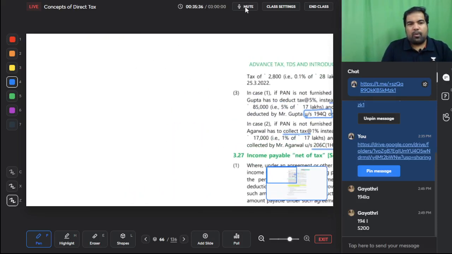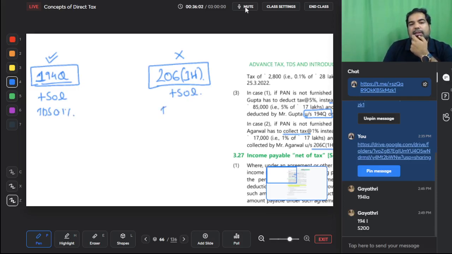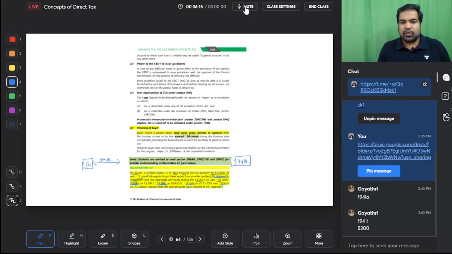Guys, just repeating, 194Q and 206C(1H). First up, both will not apply mutually. If one applies, the other will not apply. So in this case, if 194Q is being applied, 206C(1H) will not apply. In 194Q, if the transaction is more than 50 lakh, TDS rate is 0.1%. Same thing here also, if the transaction is more than 50 lakh, then TCS rate will be 0.1%. Here, if no PAN is given, then 5% or double, and here it is 1% or double, whichever is higher. Important, guys, this Gupta and Agarwal question.